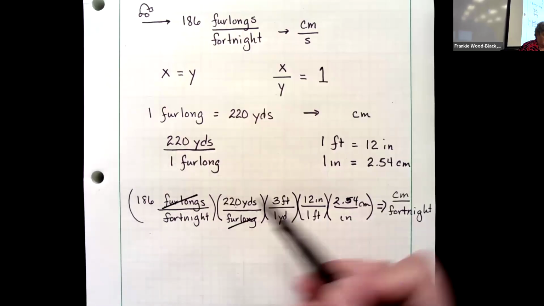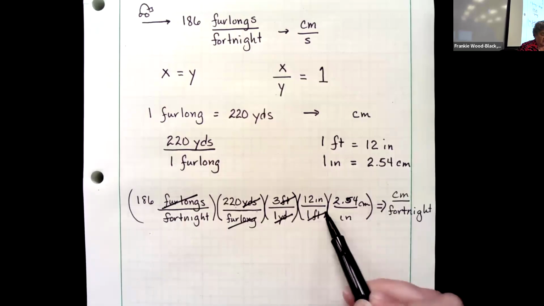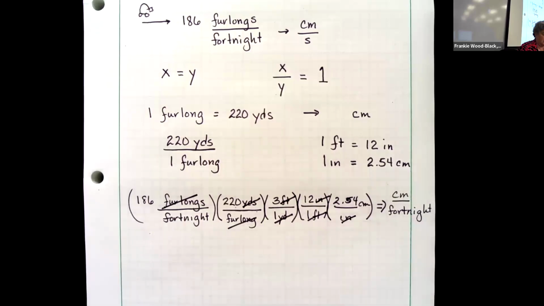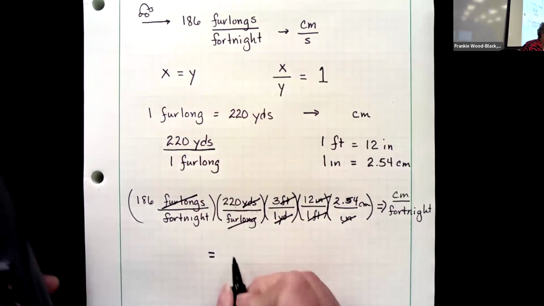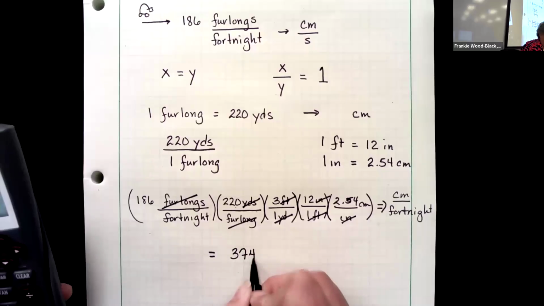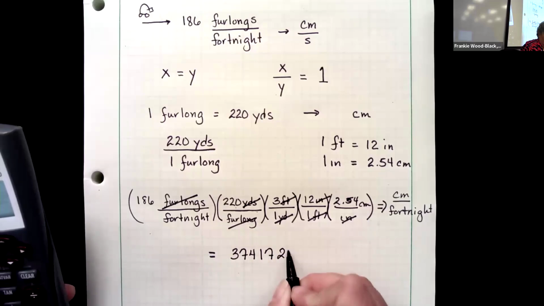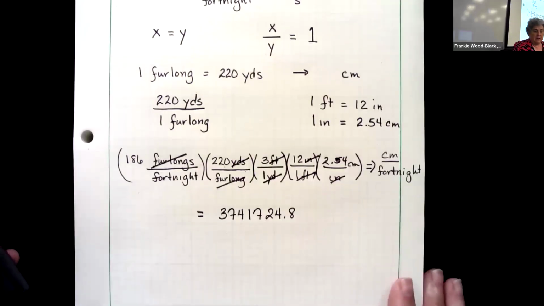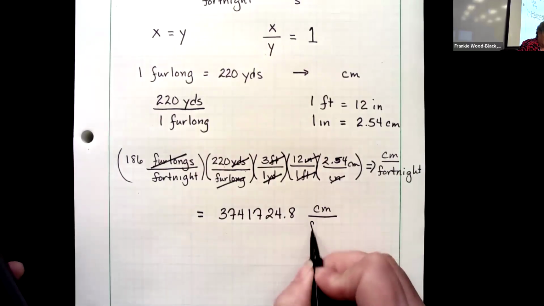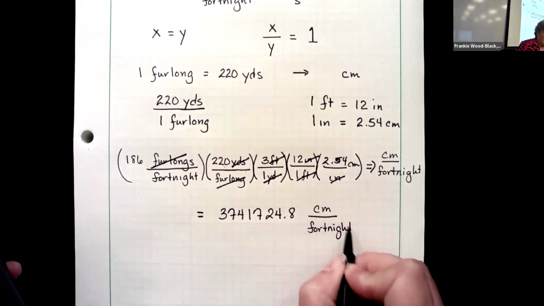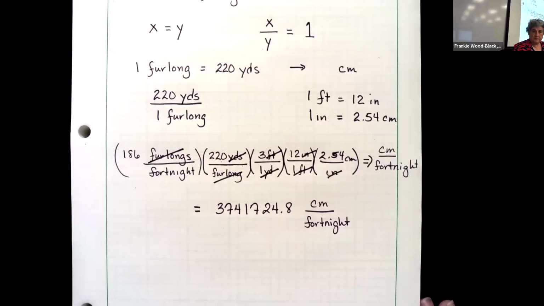My furlongs are going to cancel. My yards are going to cancel. My feet are going to cancel. My inches cancel. And I'm left with centimeters. So if I do this calculation, I'm going to multiply 186 times 220 times 3 times 12 times 2.54, and I get this really big number. Now I'm going to leave that number in my calculator. I am not going to round it at this point, and this is centimeters per fortnight. I'm just going to leave it as an intermediate step.